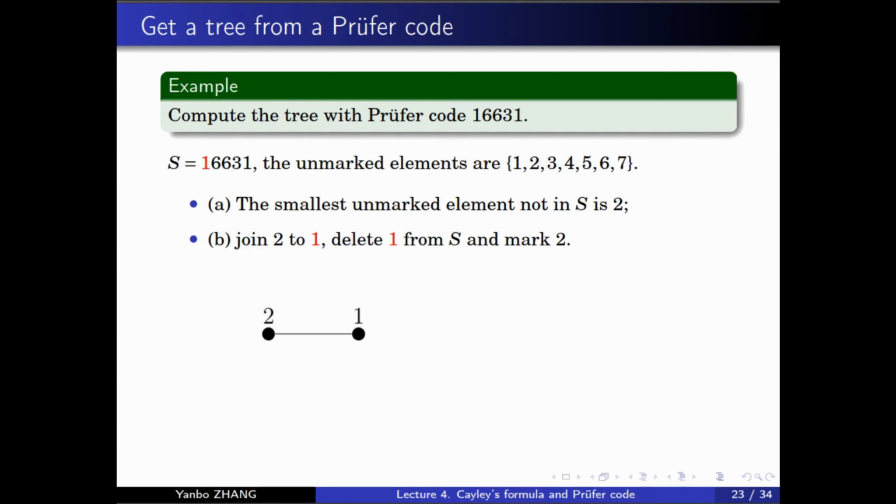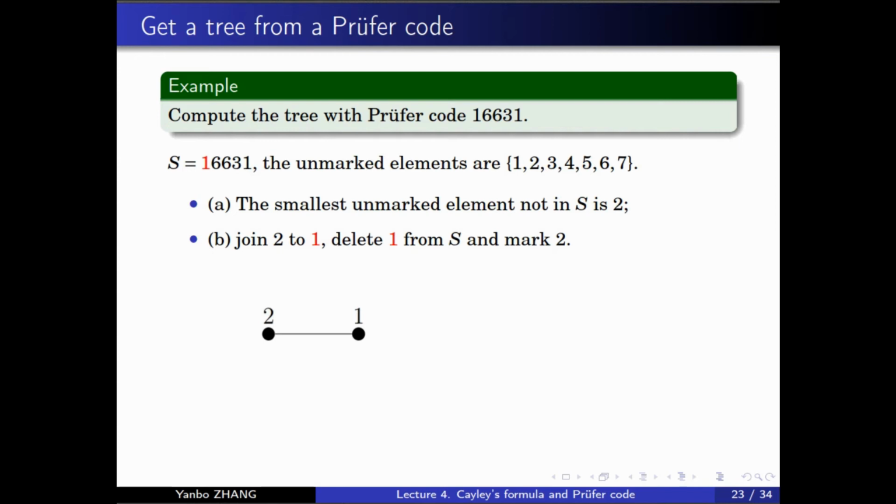Let's do an example. The question is to compute the tree with Prufer code 16631. This sequence has length 5. Because the length of the sequence is the order of the tree minus 2, our tree must be of order 7. Now let's set up. The Prufer code S equals 16631. The unmarked elements are 1, 2, 3, 4, 5, 6, 7. All the elements are unmarked at the beginning.